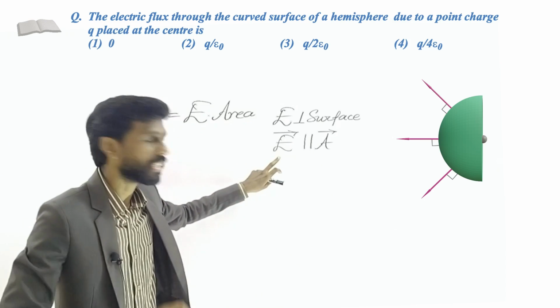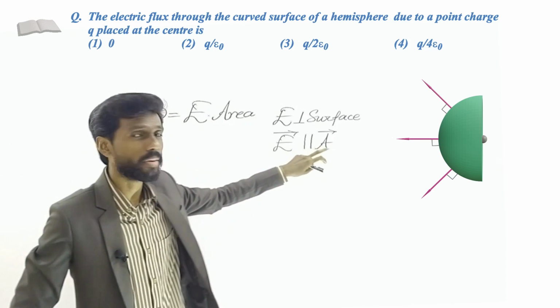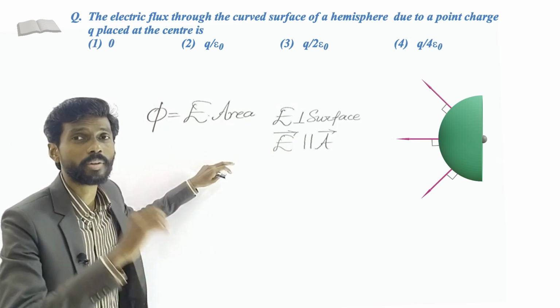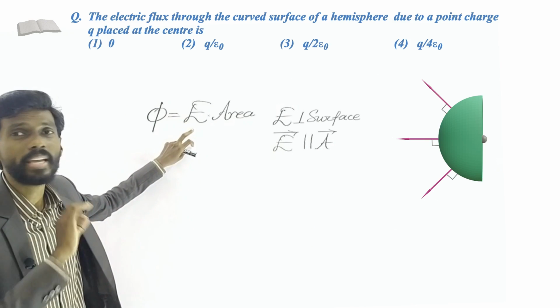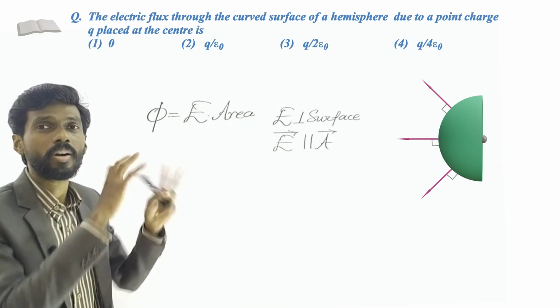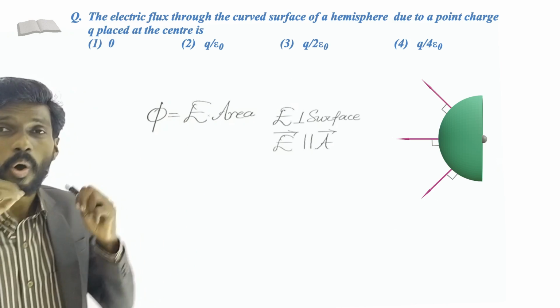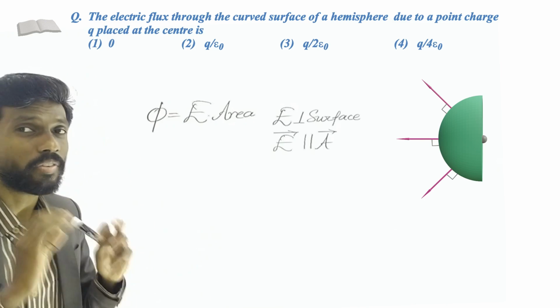Because the electric field is parallel to the area vector, or perpendicular to the surface, we can use the direct formula: the electric field multiplied by area. That's all. Even though it is a curved surface, this surface is always perpendicular to the electric field lines.